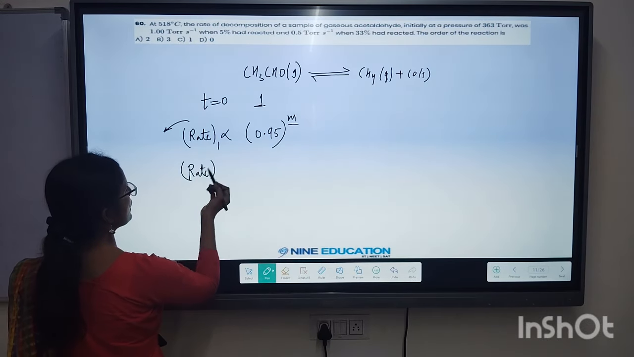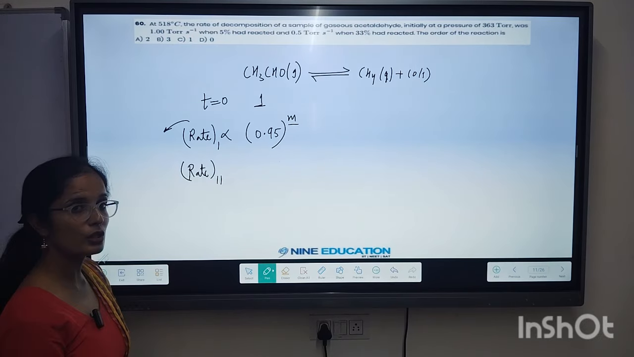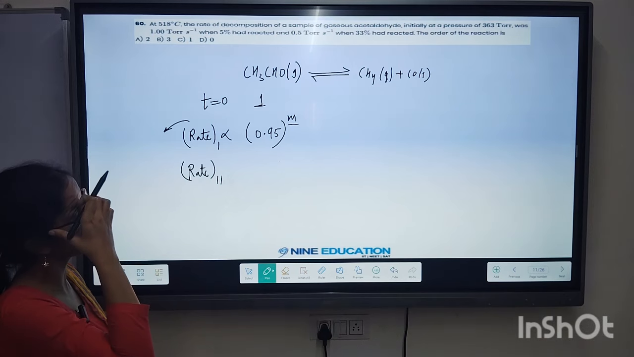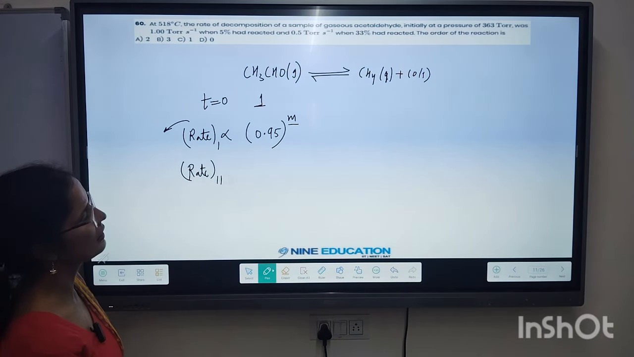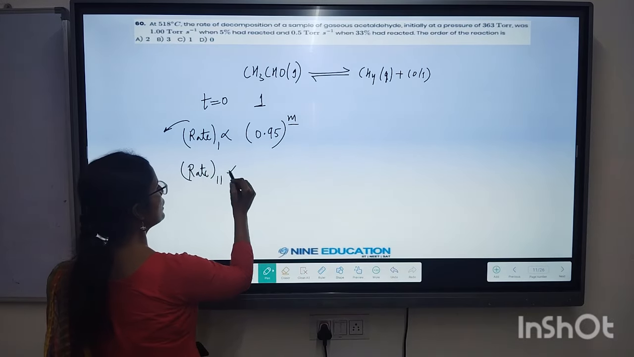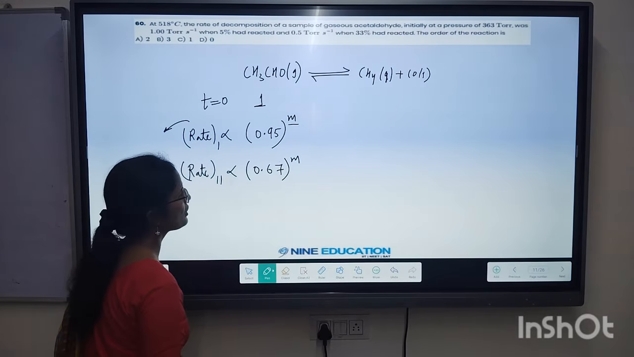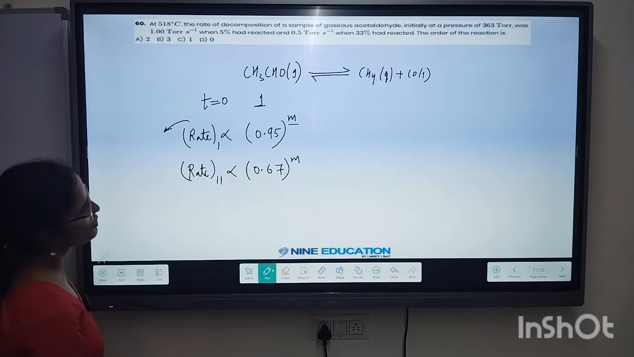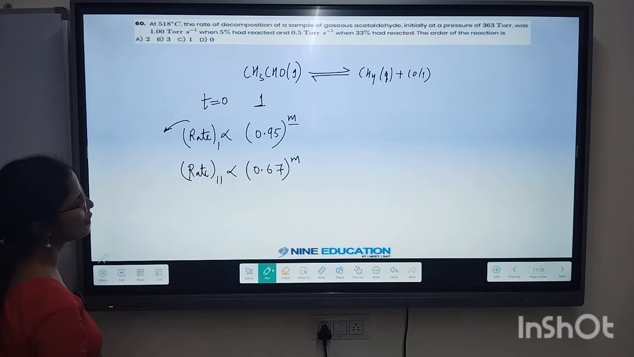Same way, the rate at the second time is when 33% had reacted. So how many moles will be there at that time? 33% had reacted, so it means 67% is there at that time. 67% means you will be having 0.67 raised to power m. So rate 1 will be directly proportional to 0.95 power m, and the rate at the second time will be directly proportional to 0.67 power m.